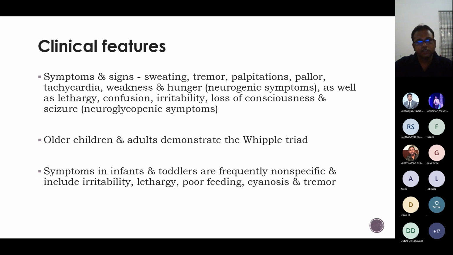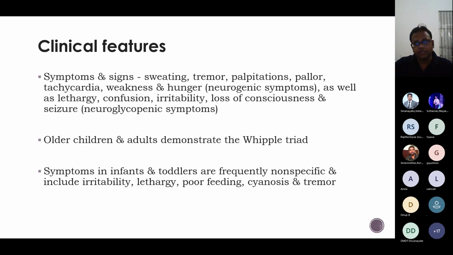So what are the clinical features of hypoglycemia? Symptoms can actually be mainly divided into two. One is due to sympathetic stimulation. So they can have sweating, tremor, palpitations, pallor, tachycardia, weakness and hunger. So they are called neurogenic symptoms. And other symptoms are due to lack of glucose to the brain.